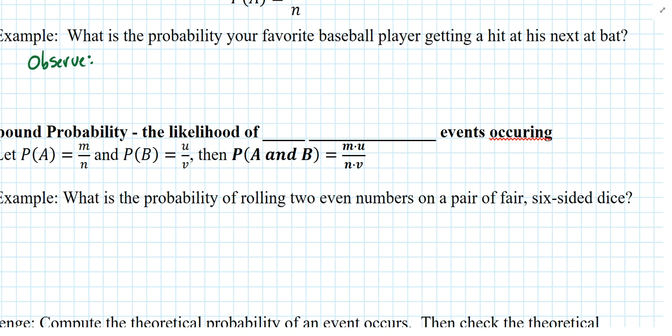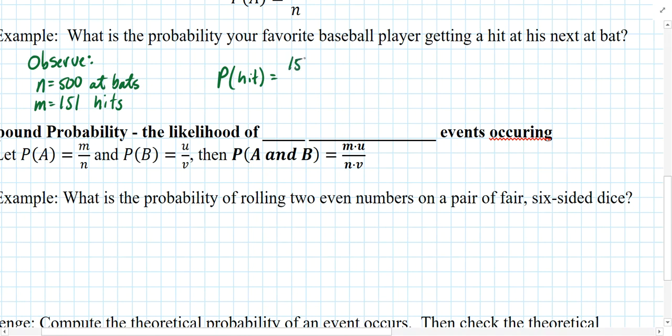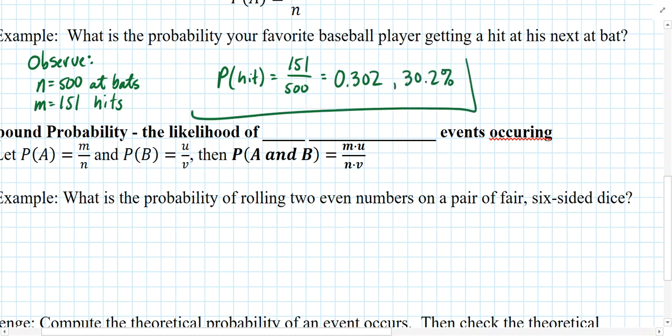If he came to bat 500 times and got a hit 151 times, then the probability of him getting a hit during his next at bat is 151 divided by 500, or 0.302, or 30.2%. If you are familiar with the sport of baseball, then you will recognize this decimal is also known as the player's batting average.